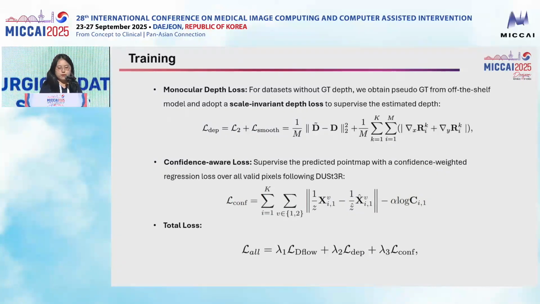And for the datasets without ground truth depths, we obtain the pseudo-GT depths from an off-the-shelf model, Video Depth Anything, and then apply this scale-invariant depth loss to supervise the estimated depths. And we also adopt this confidence-aware loss from Endo3R for the supervised training. So this is our total loss.